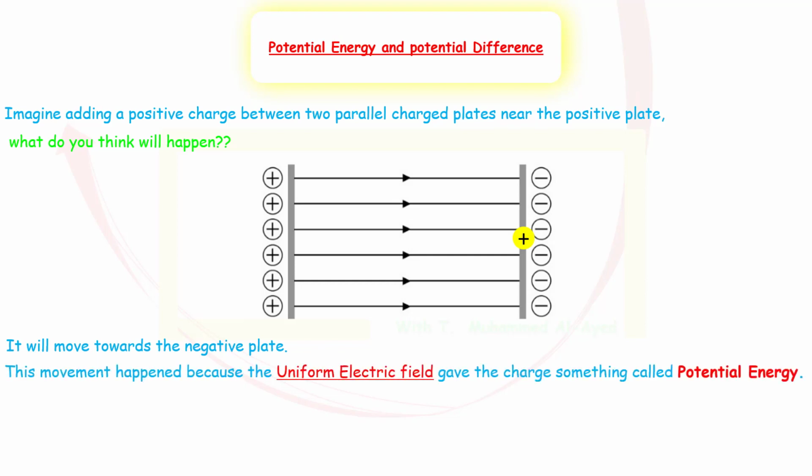Now, what caused this movement? What happened to this object? Why did it move? Well, it's obvious. It moved because it got attracted to the negative plate. Yes, exactly. It moved because we gave it something called potential energy.